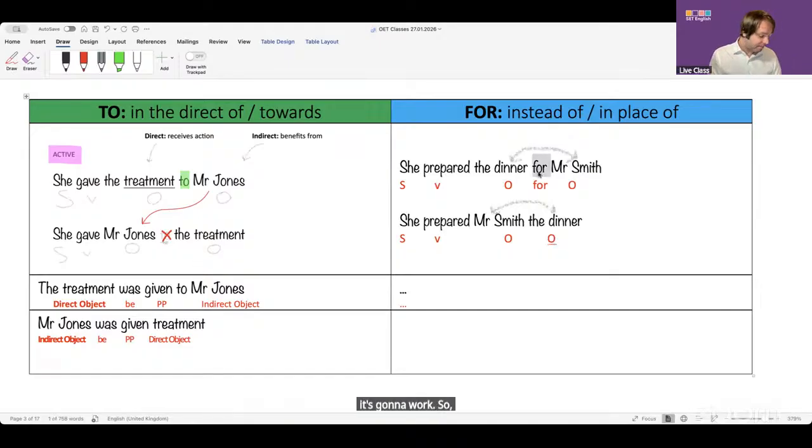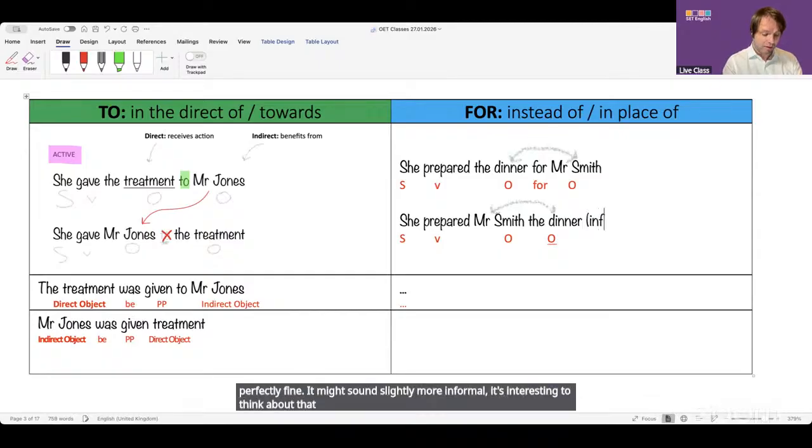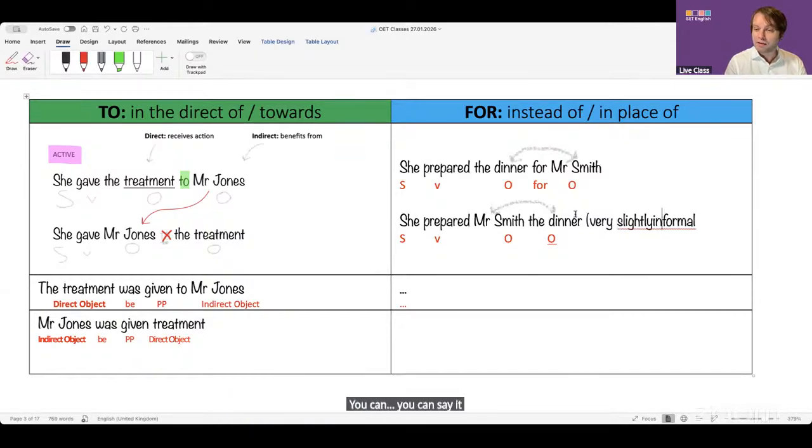So, I made the case notes for Zuhal. I can say I made Zuhal the case notes. Perfectly fine. It might sound slightly more informal. It's interesting to think about that. Very slightly. You can say it in your letter. It's fine. But yes, it's exactly the same meaning.